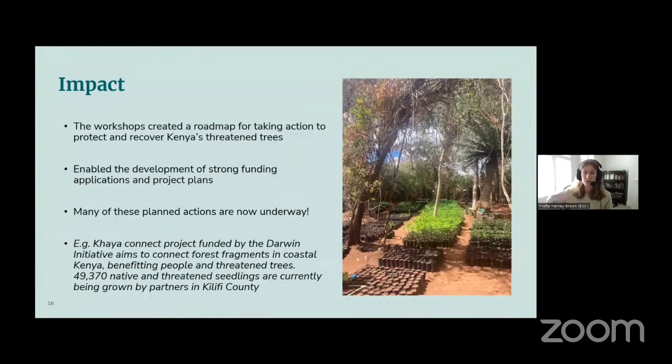And you can pull out that information and put it straight into funding applications. A lot of these planned actions have now got funding, which is really great. An example is a Climate Connect project funded by the UK Government Darwin Initiative, connecting fragments of coastal forest through upscaling native and threatened tree nurseries. We've got almost 50,000 growing in Kilifi County. That's a really nice example of the process from plan to act.